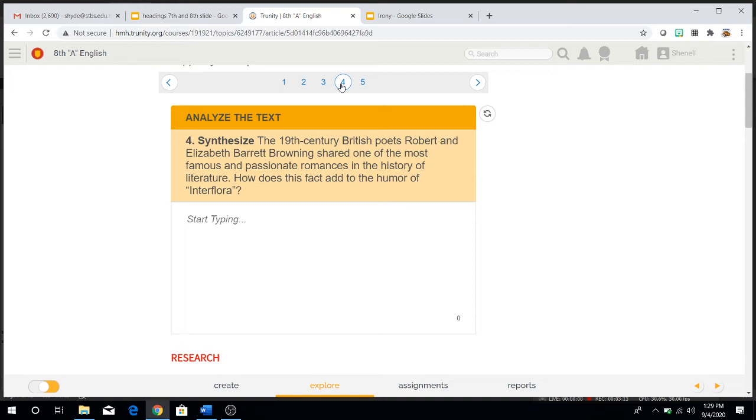4, synthesize. The 19th century British poets Robert and Elizabeth Barrett Browning shared one of the most famous and passionate romances in the history of literature. How does this fact add to the humor of Interflora? So what they're practically asking you guys is to think about the fact that these two were married. They were both poets and writers, and they wrote the most passionate and famous ones in literature. So how is that fact humorous to us compared to Interflora?